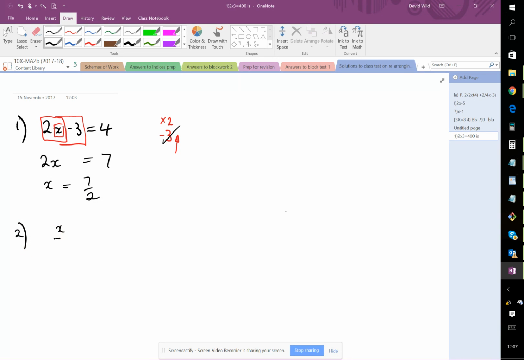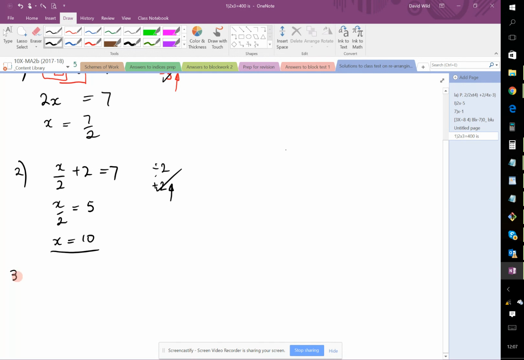Question 2. x over 2 plus 2 equals 7. So start from the x, we construct by dividing by 2 and then adding 2. So we do the opposite in reverse, subtract 2 from both sides, and then so that's that done, and then we multiply by 2 on both sides.